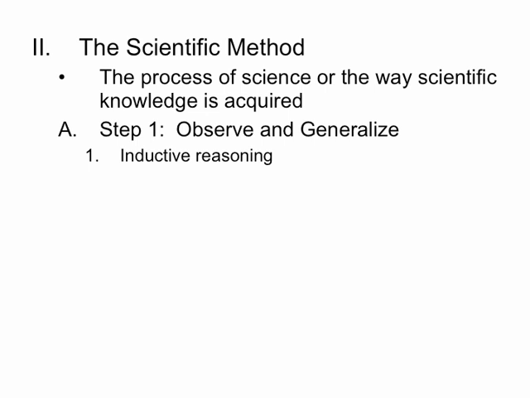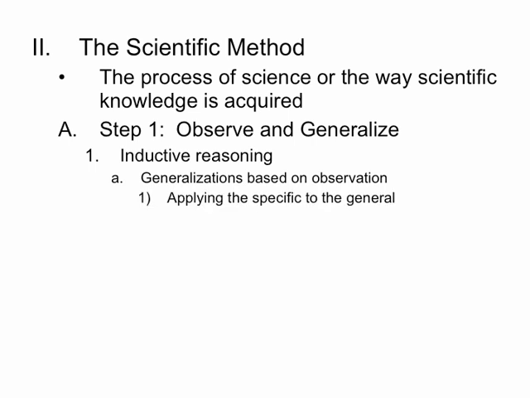In order to do this, we're going to use inductive reasoning. Inductive reasoning is a generalization that is based on an observation. What we're going to do is apply the specific to the general. The example is that all swans are white. So the specific here is that the swans are white. The general is that every swan out there is going to be a white swan.